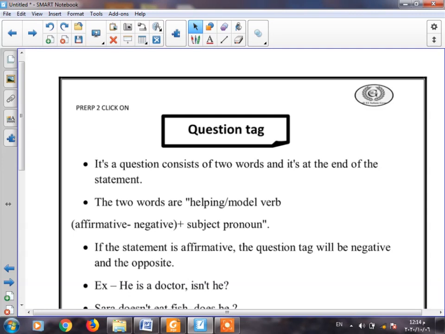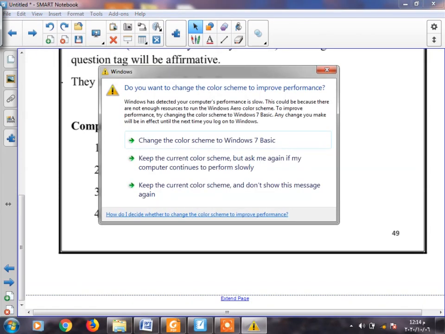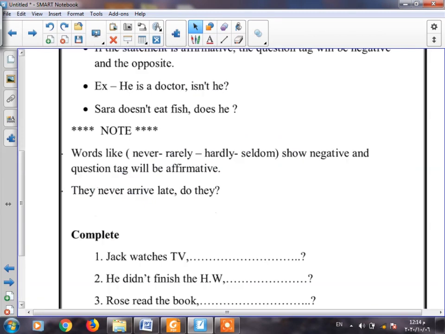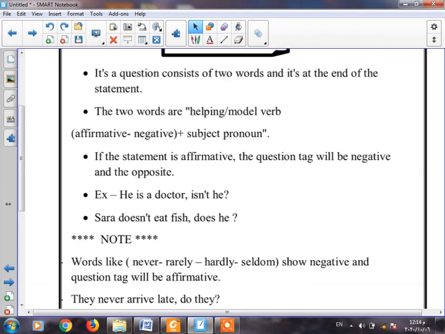Okay, let's read these sentences together. Can you see this example? Let's read it. He is a doctor, isn't he? Sentence 2, Sarah doesn't eat fish, does she? Okay, this is the shape or the form of the question tag. But how can I make this form? Let's know together.